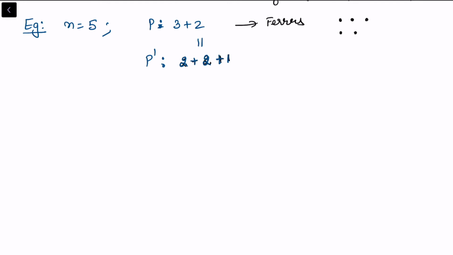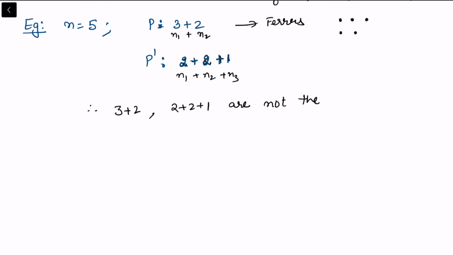These partitions are not the same because in the first one, the n1 value is 3, and in this case the n2 value is 2. Here n1 plus n2 plus n3, there are 3 parts and their values are different. So we can say that 3 plus 2, or 2 plus 2 plus 1, are not self-conjugate partitions. Self-conjugate partitions are those partitions which, when we take the transpose, lead to the same partition. These are not self-conjugate partitions of 5.